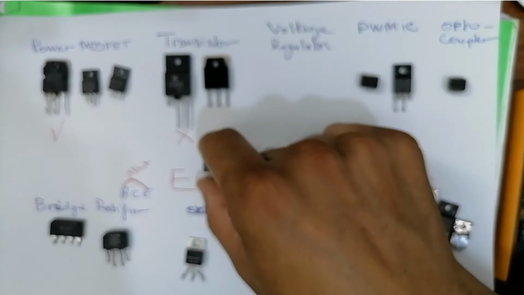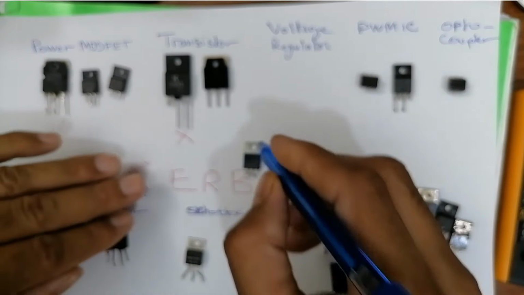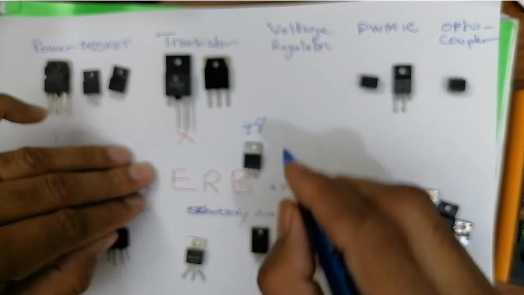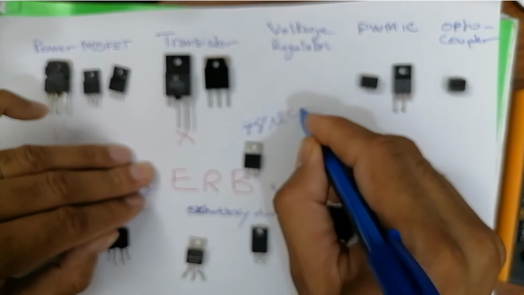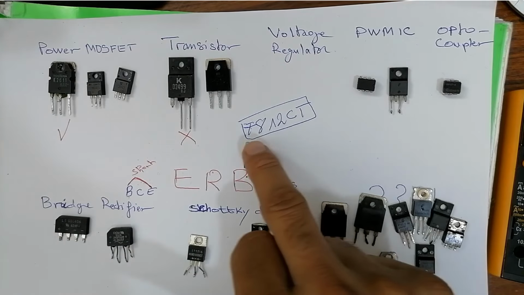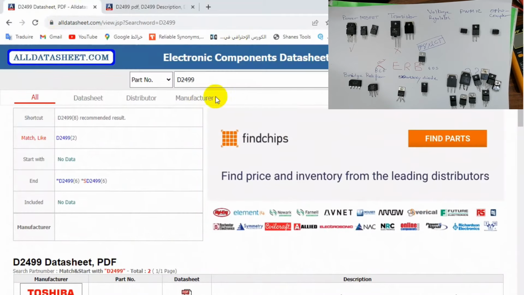Here we have 78. Basically its part number is 7812 CT. So this is the part number. 7812 CT. So let's go to our website. Here we have part number. Let's erase here and just write 7812 CT and press enter.